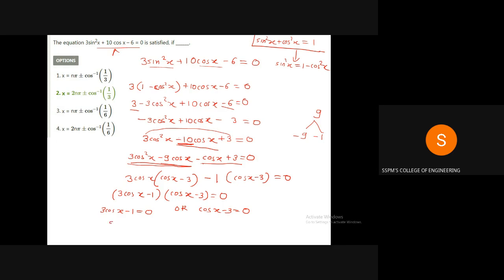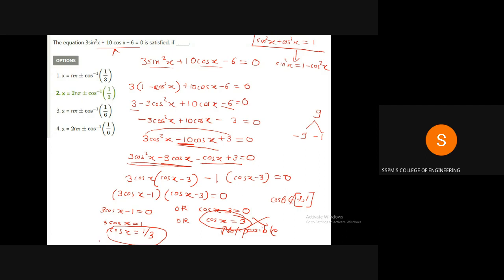So we have 3 cos x is equal to 1, that is cos x is equal to 1 by 3, or cos x is equal to 3. We know that cos theta always belongs to which interval? Minus 1 to 1. So this cos x is equal to 3 is not possible. Okay? Both sine and cos values are between minus 1 and 1. They are in this closed interval, minus 1 to 1. They cannot be more than 1 or less than minus 1. So the value of cos theta equal to 3 is not possible. So cos x is equal to 1 by 3 is the answer here.